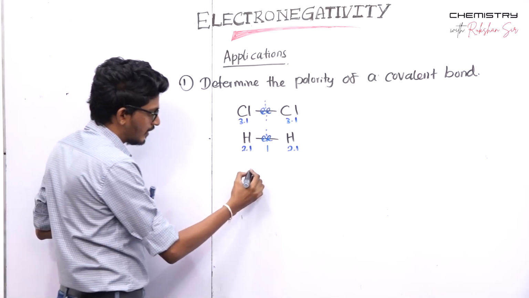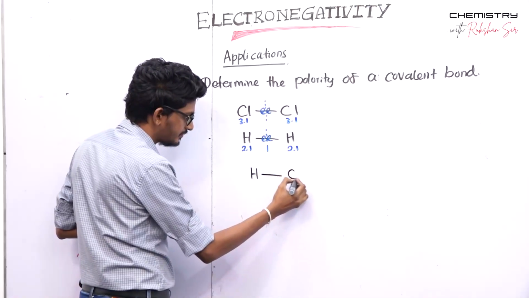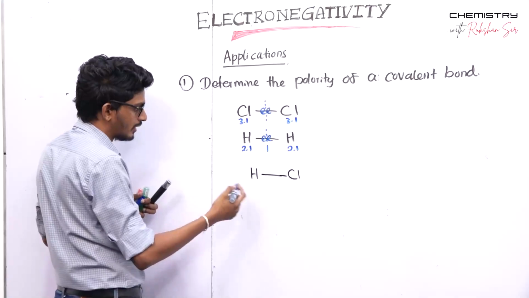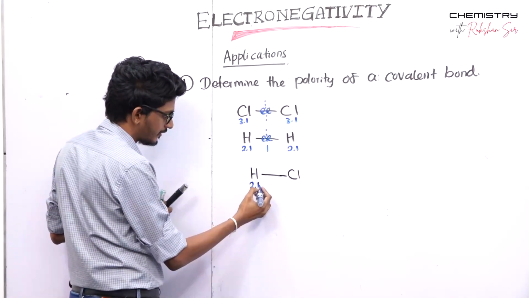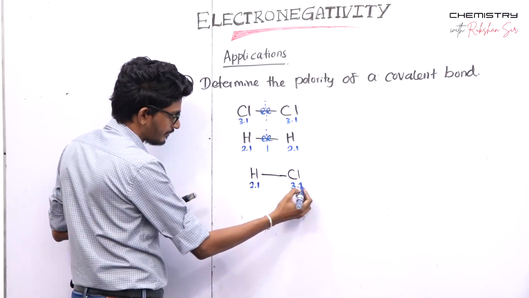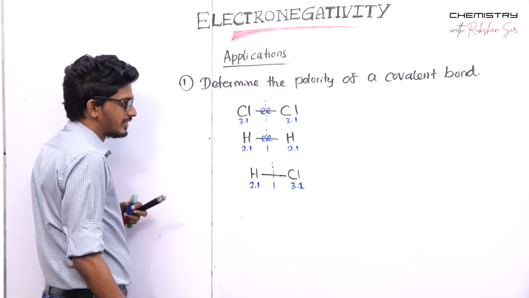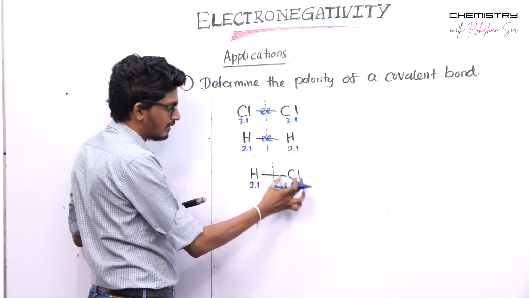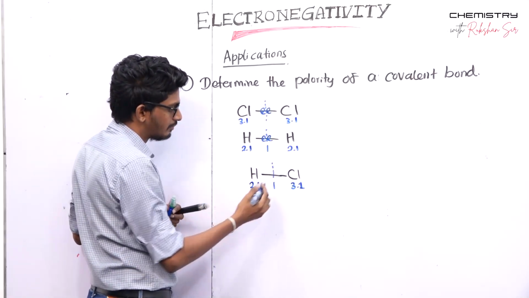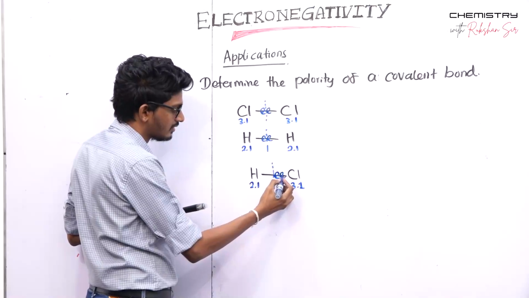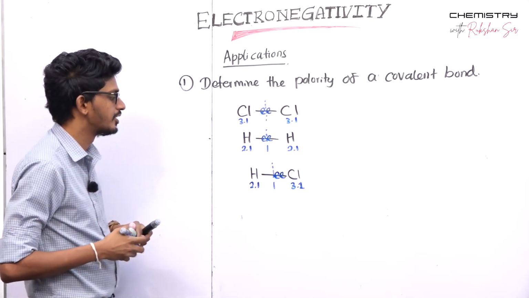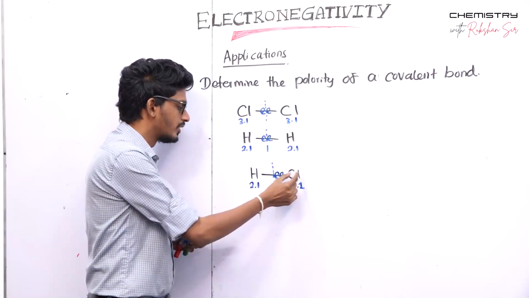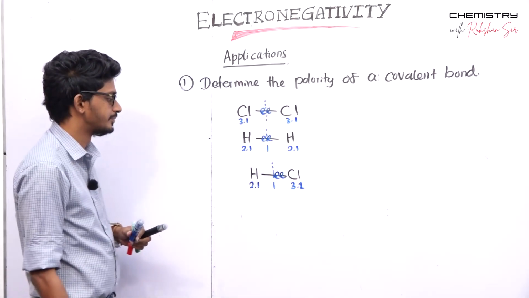But when you form HCl, you are dealing with two atoms with two different electronegativities. Then what will happen? The shared pair will be greatly attracted by the higher electronegativity atom. That means the shared pair will appear more towards the higher electronegativity atom.